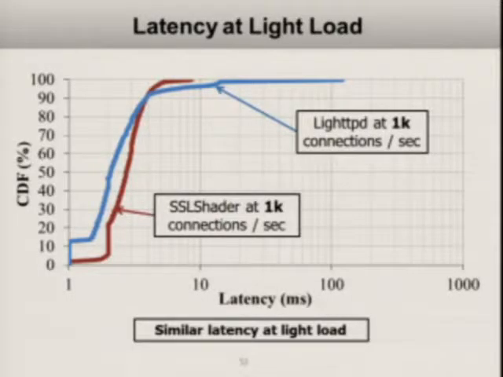Now let's move on to the latency. We look at the latency at light load. Here it is 1K connections per second in this experiment, the x-axis is the latency in log scale, and the y-axis is a CDF. Blue lines are the results of Lighty, and red lines are the results of SSLShader. We observed that the latency of SSLShader differs by less than a millisecond for the lower 90% of cases. And SSLShader shows even lower latency for the higher 10% of cases. So it clearly demonstrates that the opportunistic offloading algorithm intentionally uses CPU instead of GPU under light load.